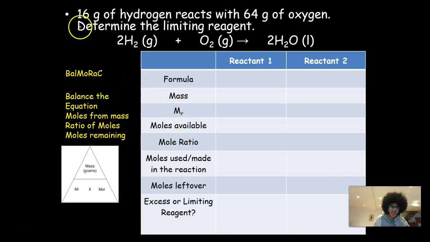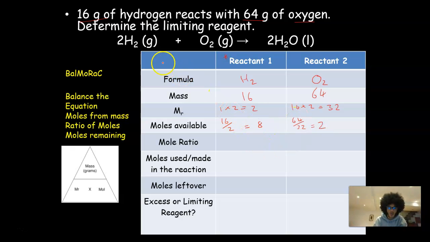So here I've got 16 grams of hydrogen reacts with 64 grams of oxygen and determine limiting reagent. So again, I'll do it in terms of reactant 1, which in this case I'll make hydrogen, and over here I've got oxygen. Now the mass of hydrogen is 16, oxygen is 64, the MR 1 times 2 equals 2, 16 times 2 equals 32. Now in terms of mole available, over here it's 16 divided by 2, which gives me 8. Here it's 64 over 32, which gives me 2.